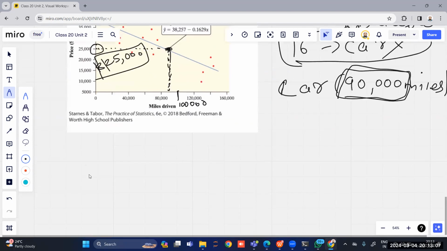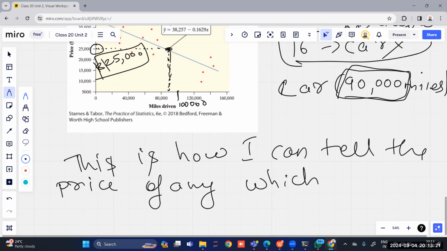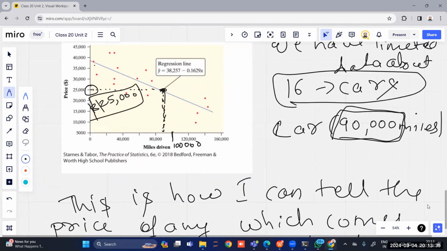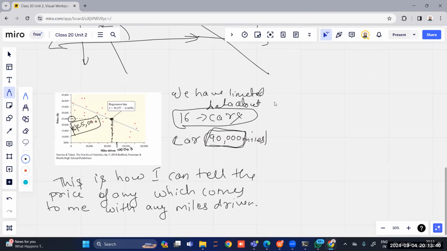This is how I can tell the price of any car which comes to me with any miles driven. The regression line helps. We can calculate it with this, not only with the graph. We can also calculate it.